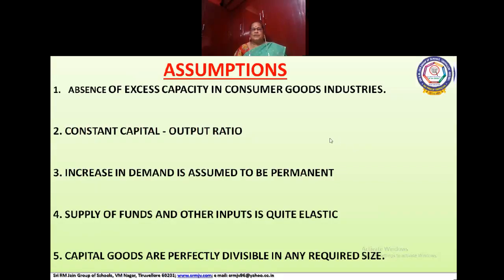What are the assumptions? Number 1, absence of excess capacity in consumer goods industries. Number two, constant capital output ratio. Number three, increase in demand is assumed to be permanent. Number four, supply of funds and other inputs is quite elastic. Number five, capital goods are perfectly divisible in any required size.